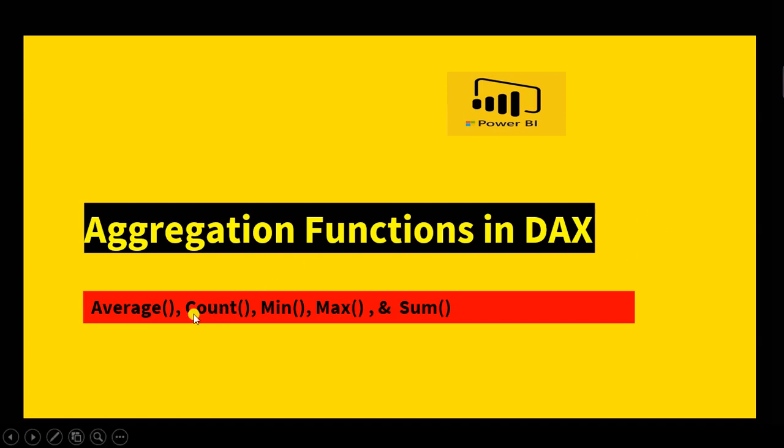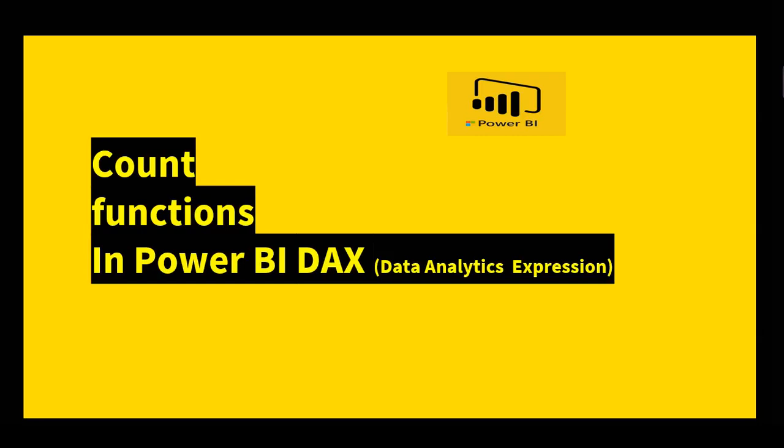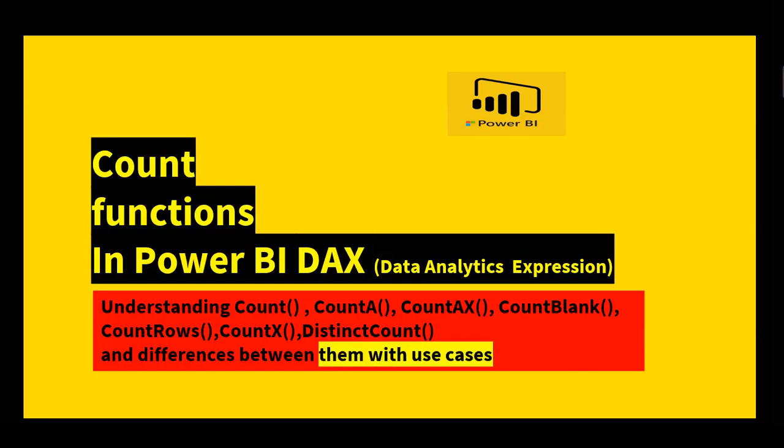As sort of aggregation functions, average, count, min, max, sum. These are the most commonly and frequently used functions in any analytics project. To start with, let us understand the count function. Like the sum function, count is also one of the commonly used aggregation functions. In Power BI, when it comes to DAX, the count family includes these 7 DAX functions: Count, CountA, CountX, and so on. Now let us explore each of these functions and understand the difference between them with some examples and use cases.